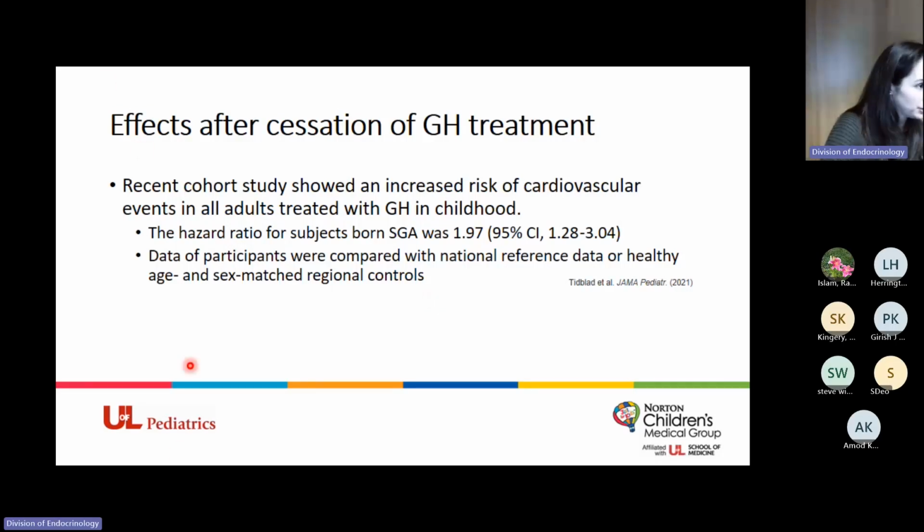But the biggest limitation, and the reason why we cannot say that it's something we want to try to avoid in these patients, is because the controls that they used specifically for this study were healthy controls. So we know that at baseline, babies that are SGA have increased cardiovascular risks. You cannot just compare them with healthy controls that were not treated with growth hormone. I think the ideal way to do this study would be comparing those treated with growth hormone versus SGA babies not treated with growth hormone.